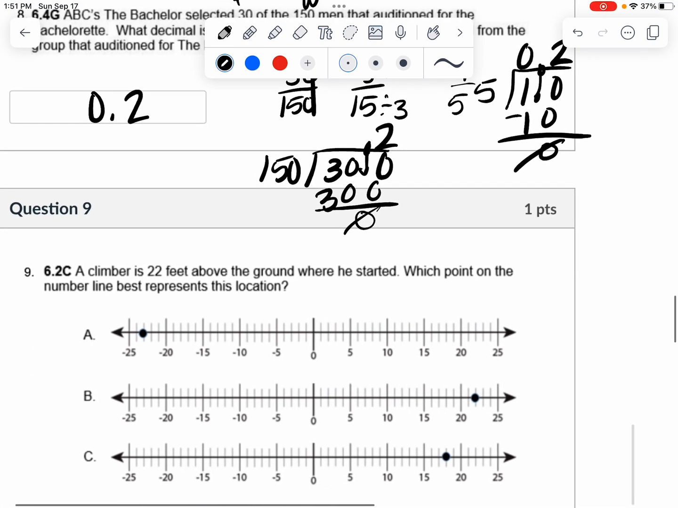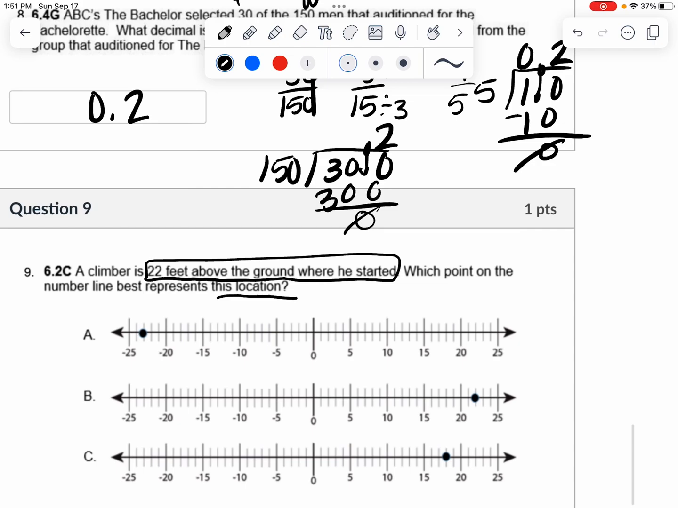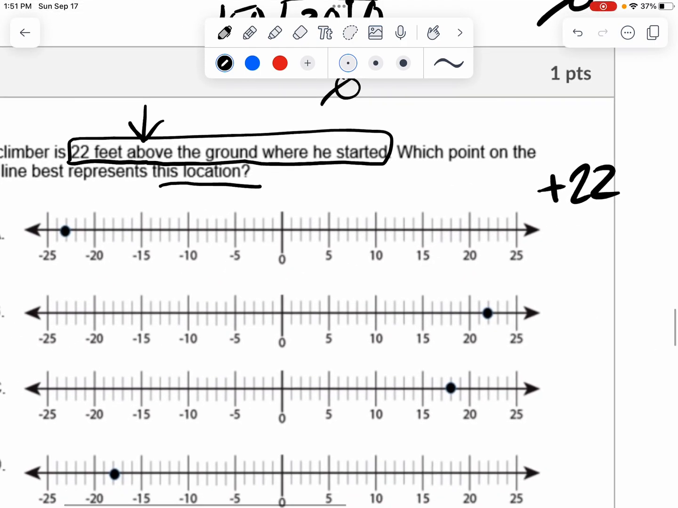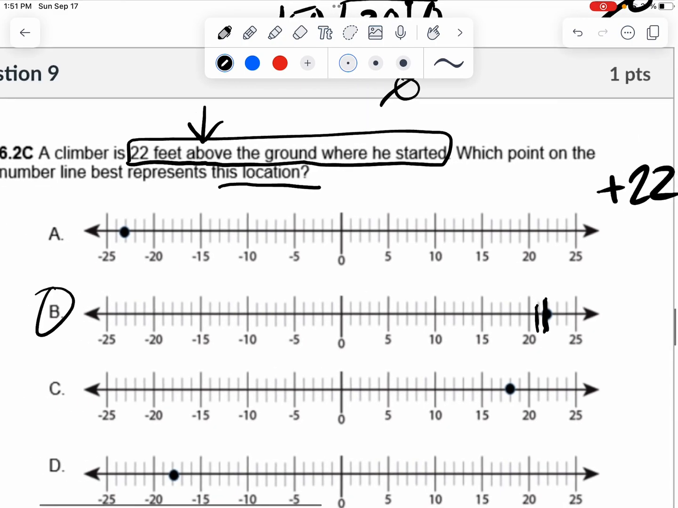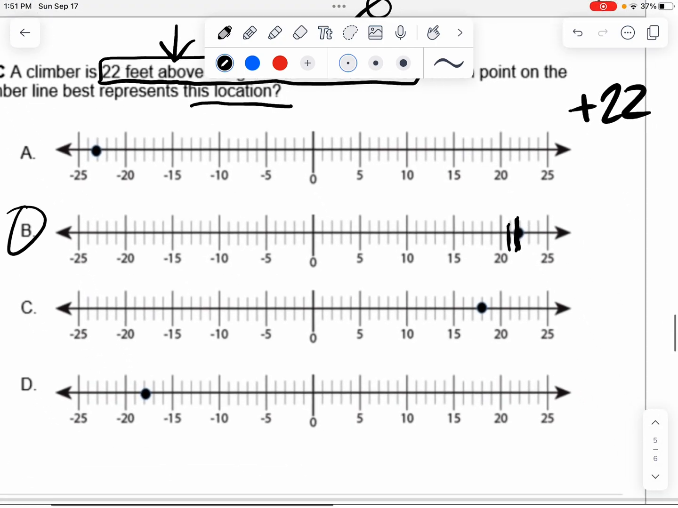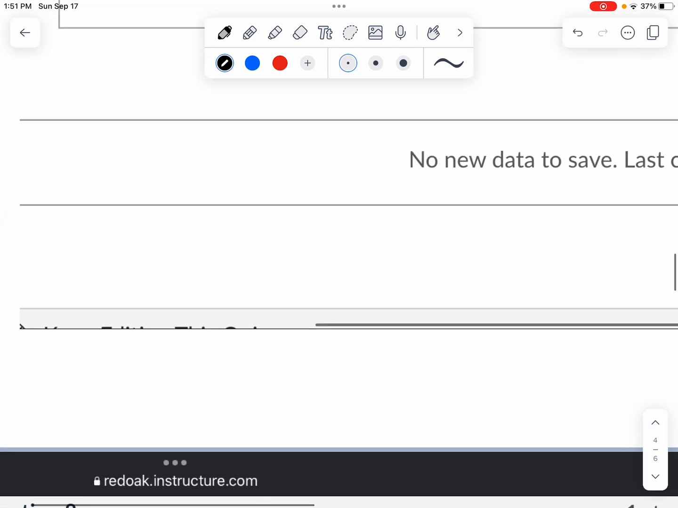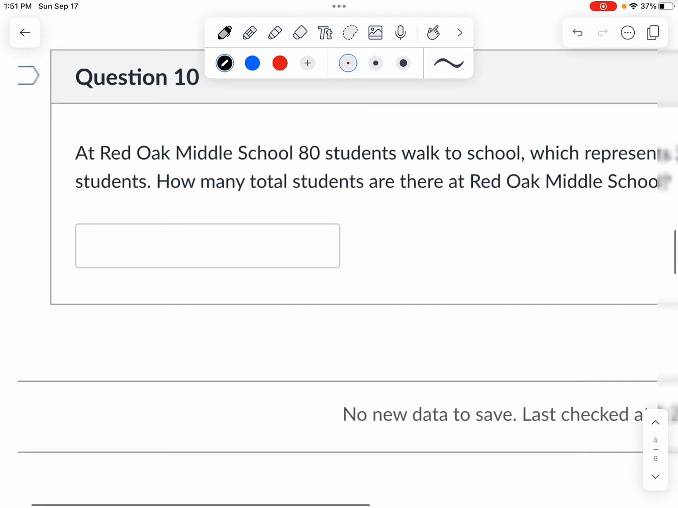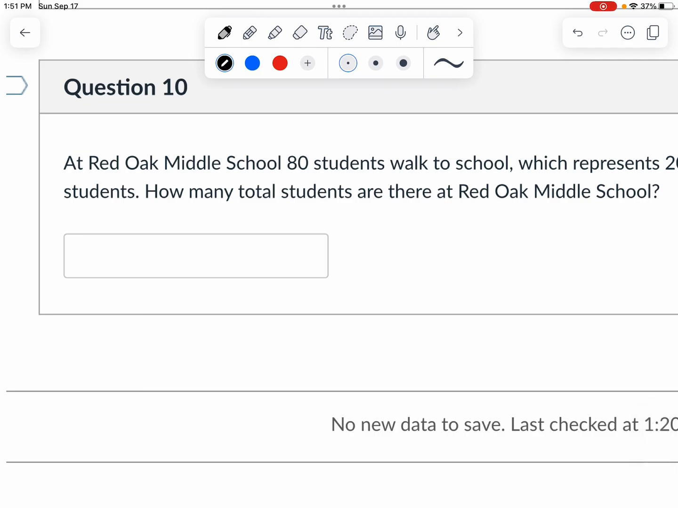All right, number 9. A climber is 22 feet above the ground where he started. Which point on the number line best represents this location? So if he's above, it's going to be a positive 22. All right, so B would be your answer because there's 21 and there's 22. So B is your correct answer. Make sure everybody got that. Remember, you can always pause this video if you think I'm going too fast and rewind it.